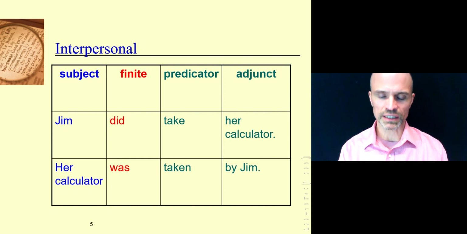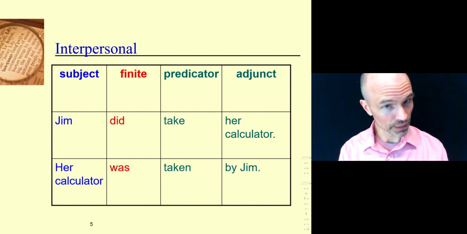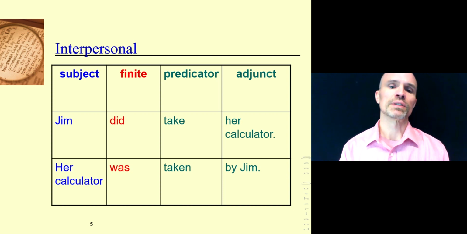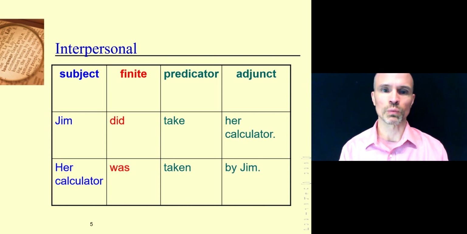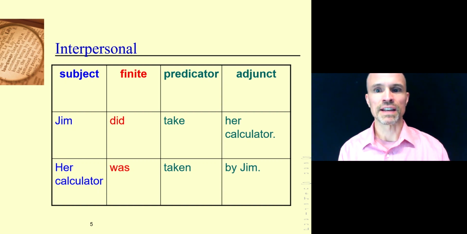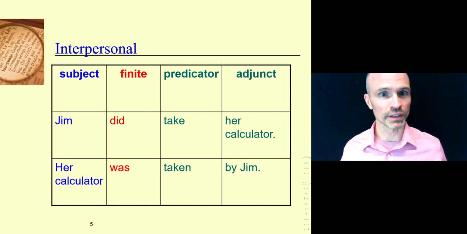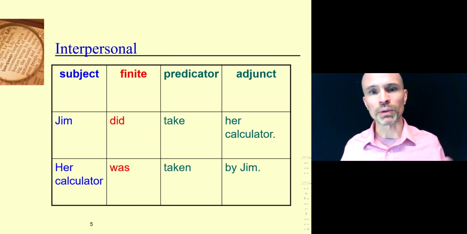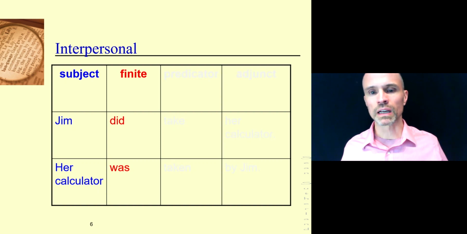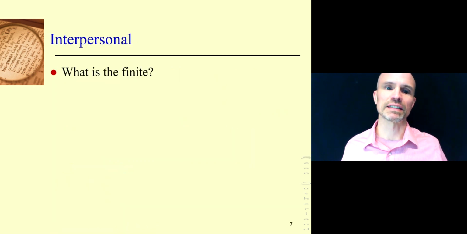So the finite is just the first word of the verb, or if the verb is longer, the verb phrase. So Jim did and her calculator was. Those are the subject and the finite. Those are the only two parts that are needed for the discussion of the interpersonal metafunction. Never mind the rest. I've labeled it there, but I'm not even going to explain the labels because they're not needed. They're labeled to show you that they do have names, but we don't need them for the discussion of the interpersonal metafunction. Wave them away as I've done here on the slide.